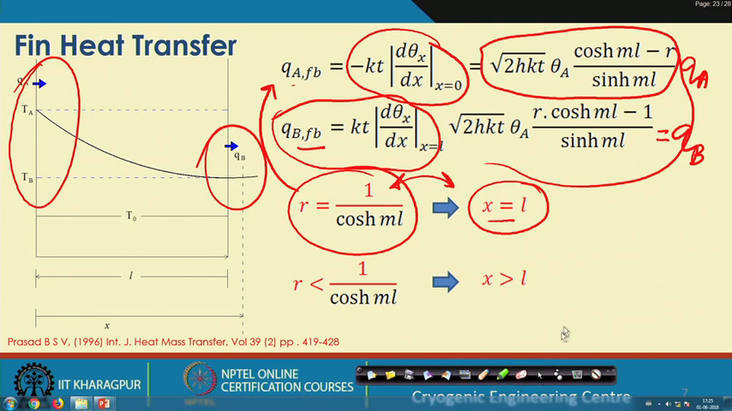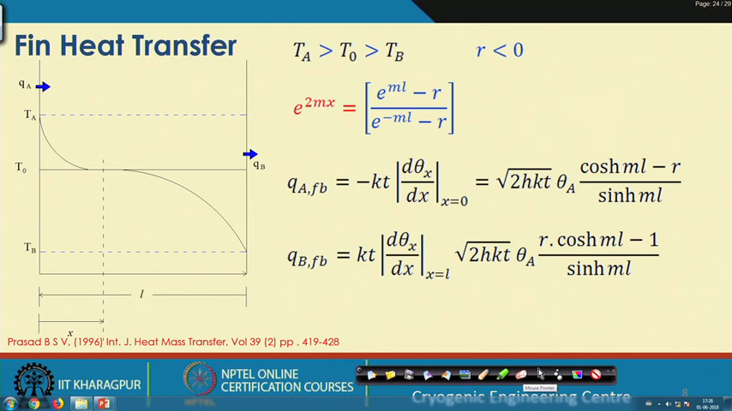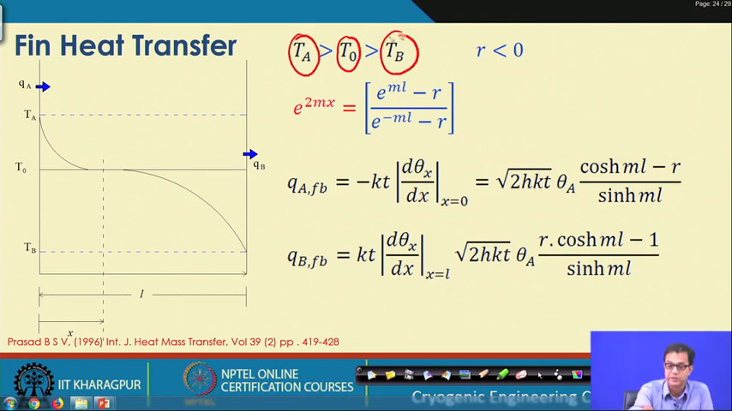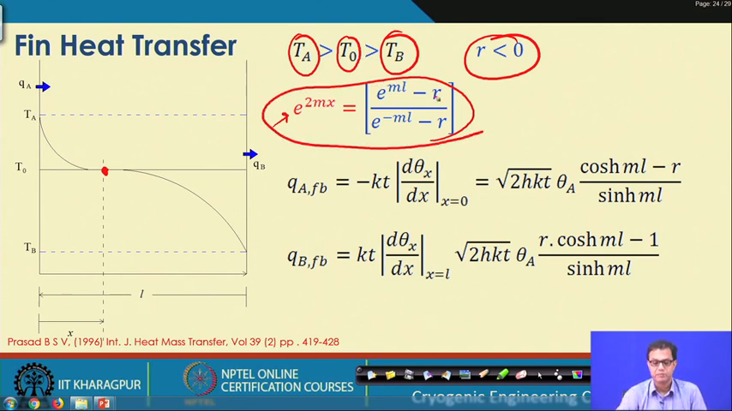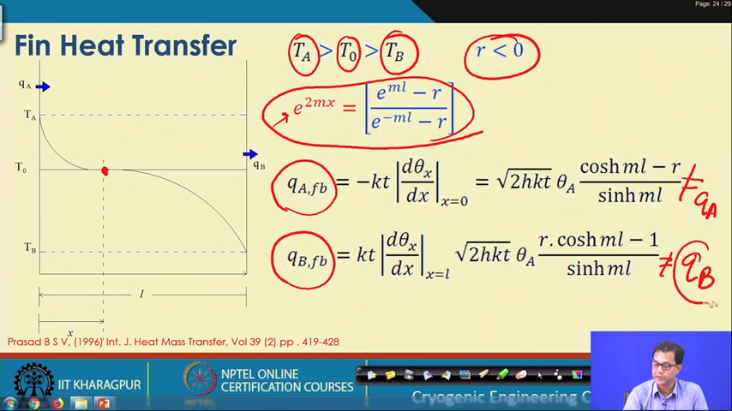But what about the situation when we go to the next case, where we find that this temperature is intermediate to the plate temperatures TA and TB? In this situation the R value is less than 0, and this corresponds to the situation where x is at some intermediate point, correlated to this temperature ratio R by this relation. Here you see this fin base QA and fin base QB are not similar to the QA and QB expressions that we have obtained based on the length.